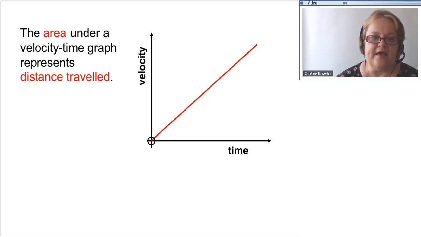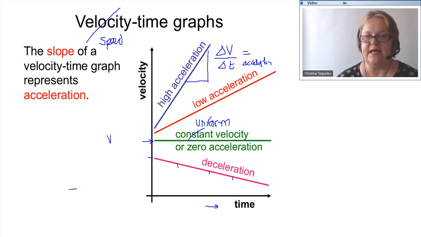The key thing I want you to take away today from speed time graphs or velocity time graphs is that so far we've looked at straight lines. Okay, so that tells us that the acceleration is constant, it's uniform. Remember what I said before with the distance time graph, it's exactly the same with the speed time graph. If you have a curve, then you have a non-uniform acceleration.